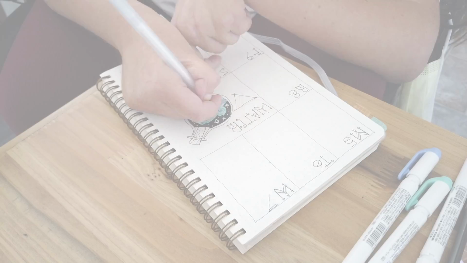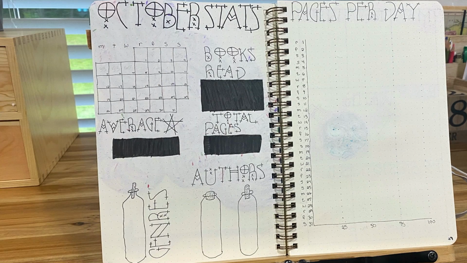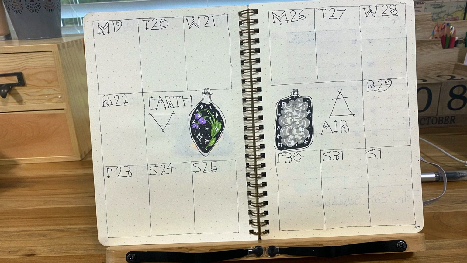And then that leads us into the final flip through. We have my month cover, my October reading stats, my first 2 weeklies, water and fire, and then earth and air.